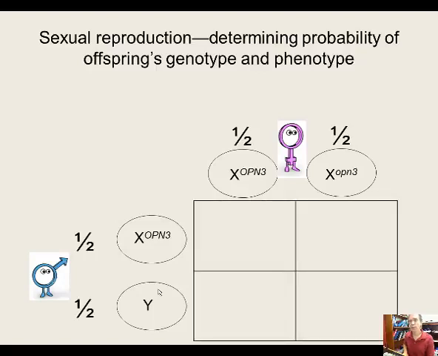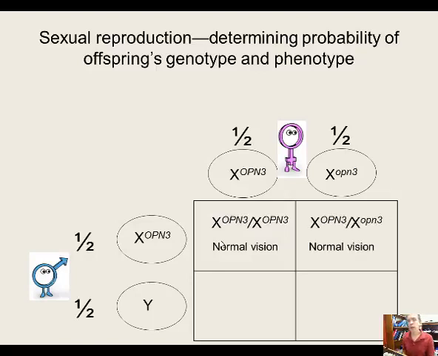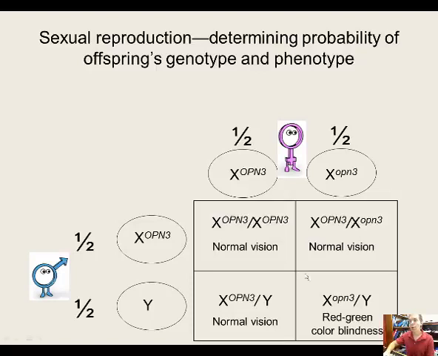Setting up a Punnett square then is relatively simple. A quarter of the offspring would be female that are homozygous for normal vision. A quarter of the offspring would be heterozygous for normal vision. A quarter of the offspring would be boys that have normal vision, and a quarter would be boys that have red-green color blindness. When you factor into the phenotype ratios, all of the girls from this cross would have normal vision, but half of the boys would have red-green color blindness.